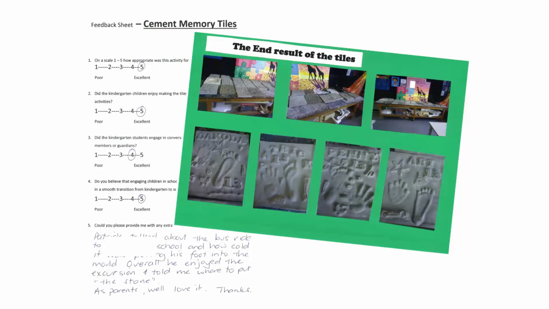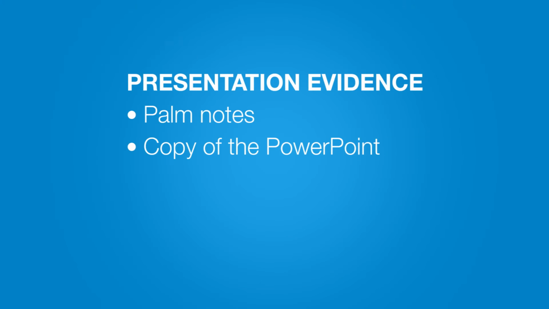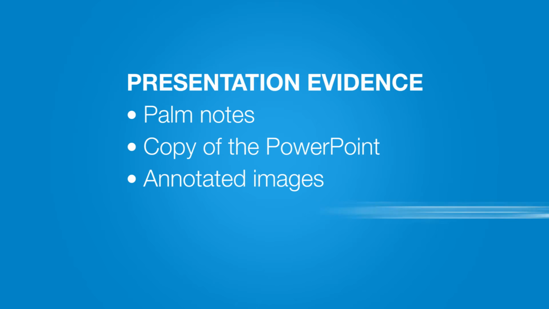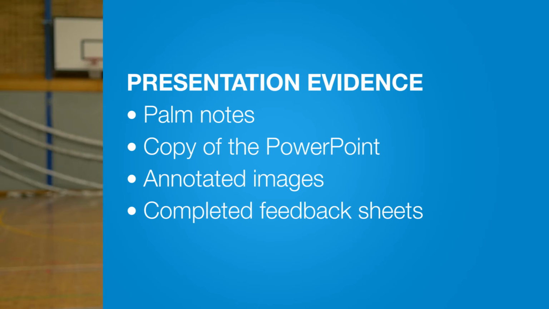Within the folio, students will provide evidence of the preparation and execution of the presentation, as well as feedback obtained from the audience. Evidence can include palm notes, a copy of a PowerPoint, annotated images, and completed feedback sheets. In Stage 1, when students have completed their community activity and received feedback, they are required to reflect on what they have learnt, its value to themselves and to others, and guiding questions for this can be found in the subject outline. At Stage 2, this reflection accounts for 30% of their overall grade and is externally assessed.